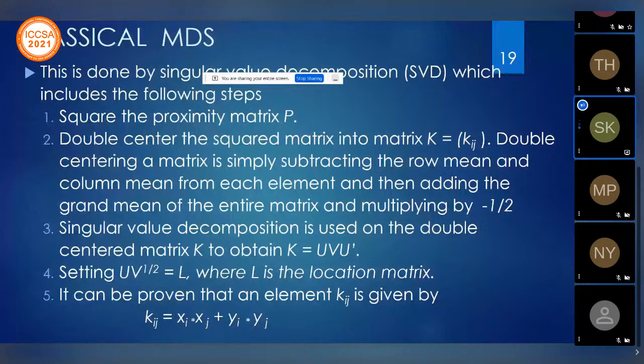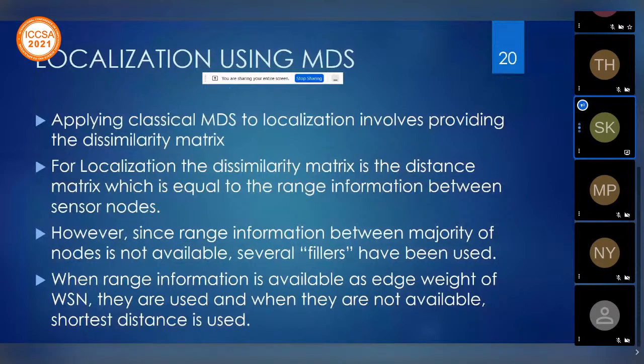And the way classical MDS is solved is called singular value decomposition, which uses a double-centered square matrix and tries to decompose that into U, V, and then U times the square root of V gives us the location matrix. So how do we apply classical MDS to localization? Simply by trying to create a dissimilarity matrix using the range information that we have available between the sensor nodes.